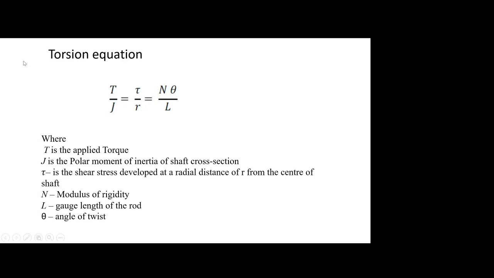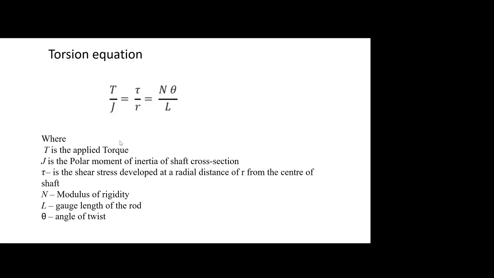Here in this equation, T is the applied torque. The unit of the torque will vary depending upon the unit that the available machine measures. In our laboratory, the machine available measures torque in kilogram centimeter. J is called the polar moment of inertia of the specimen that we are using. It's a shape property.